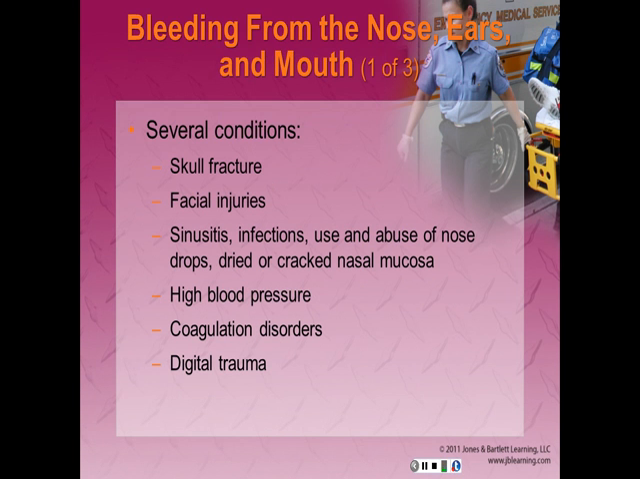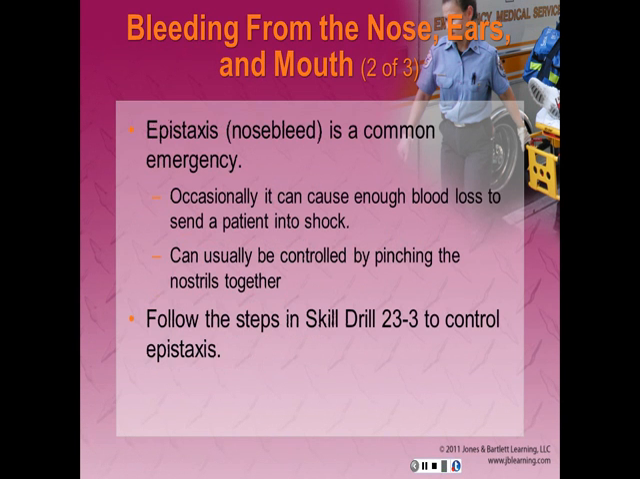Bleeding from the nose, mouth, and ears. Several conditions can result in bleeding from the face, especially the nose, ears, and mouth. Some of these include a skull fracture, facial injuries including those caused by a direct blow to the nose, sinusitis, infections, use and abuse of nose drops, dried or cracked nasal mucosa or other abnormalities, high blood pressure, bleeding disorders, and digital trauma, such as nose picking.